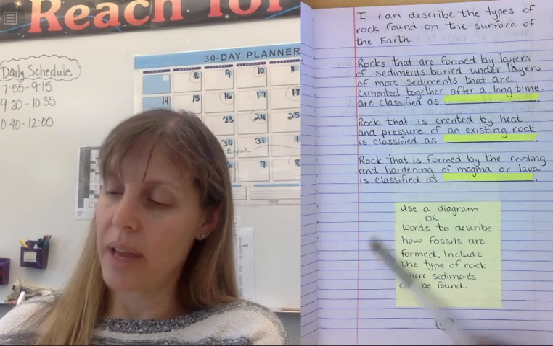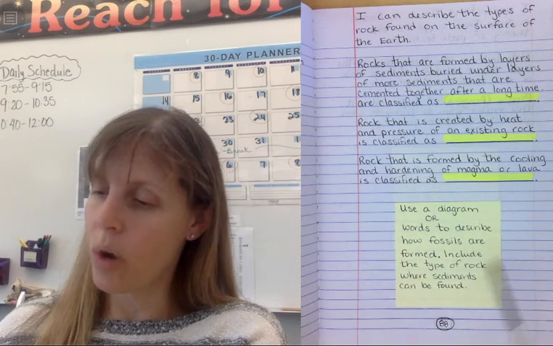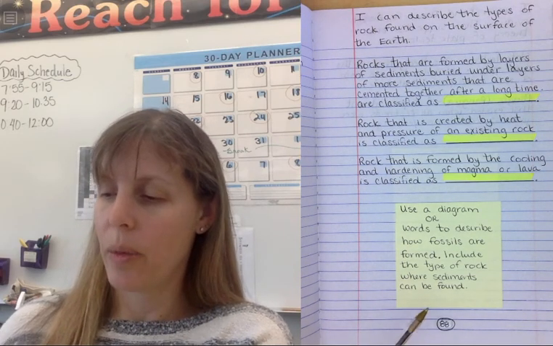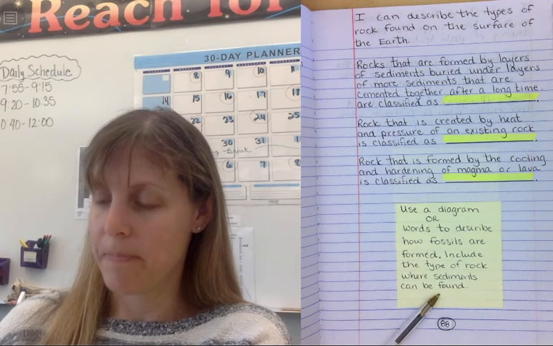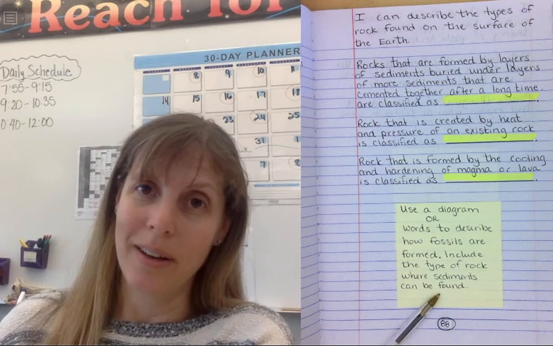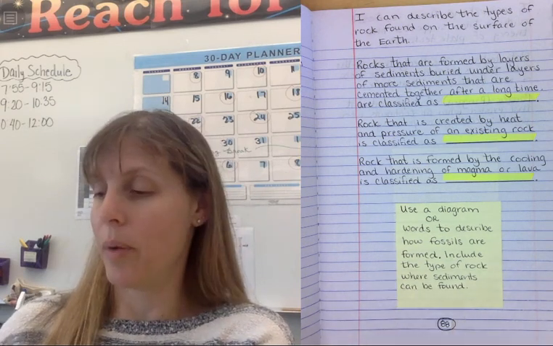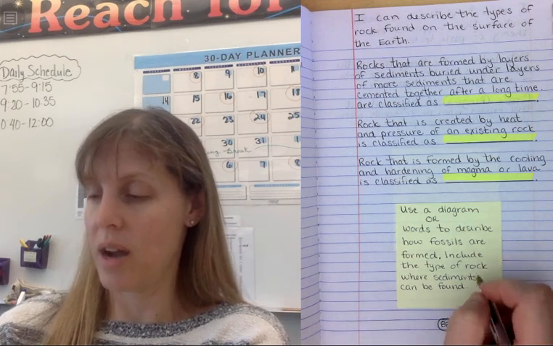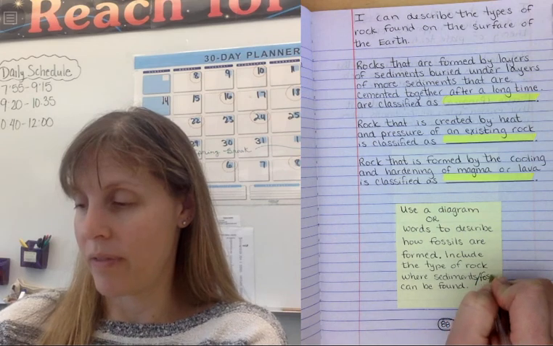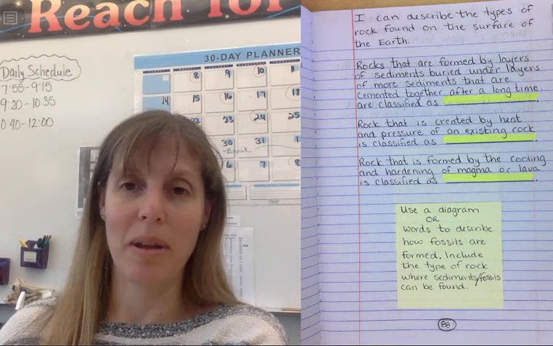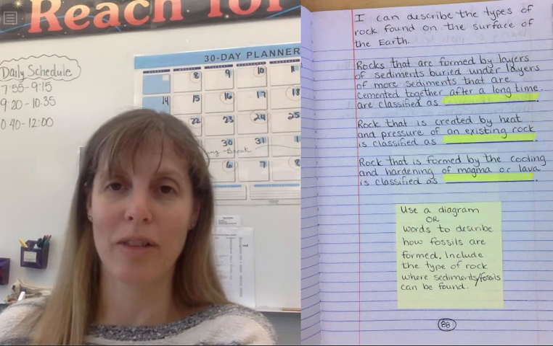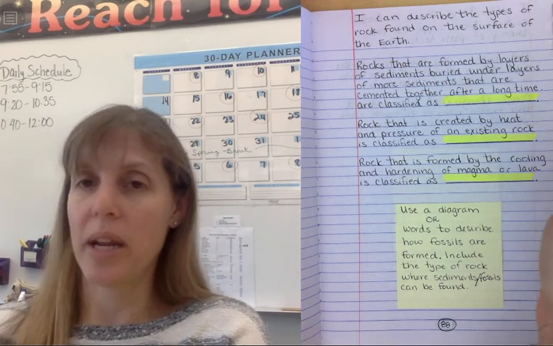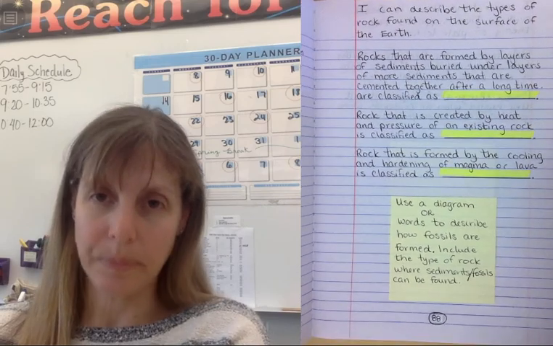Down here, I would like you to use a diagram or words to describe how fossils are formed. Include the type of rock where sediments can be found. So that's pretty easy also, but I would actually want to make sure that you know where fossils can be found, okay? Where sediments or fossils can be found. All right, so you have to put three types of rock there.